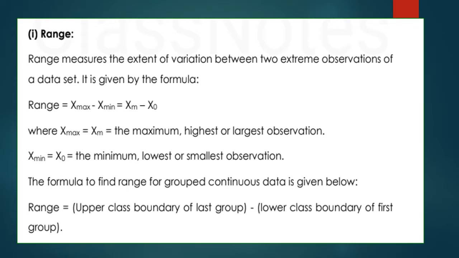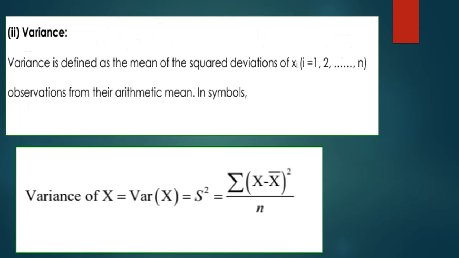A range measures the extent of variation between two extreme observations of a data set. It is given by the formula: range is equal to maximum value minus minimum value, where maximum value means the highest or largest observation, and minimum value means the lowest or smallest observation. The formula to find the range for grouped continuous data is given below: range is the upper class boundary of the largest group minus the lower class boundary of the smallest group.